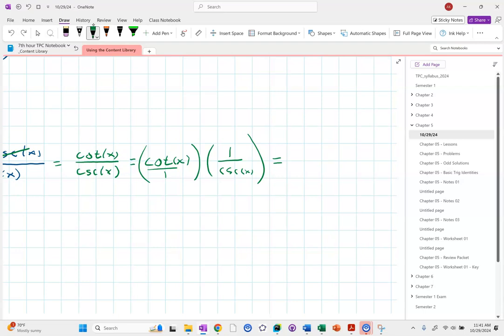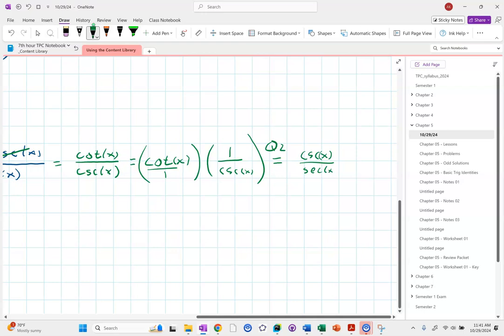So I don't have a tangent. I don't have a 1 over cotangent. I have cotangent over 1, which is different, right? Yes, let's use Q2. Q2 allows us to rewrite cotangent as cosecant x over secant x. Okay, good. Thank you, Massimo.